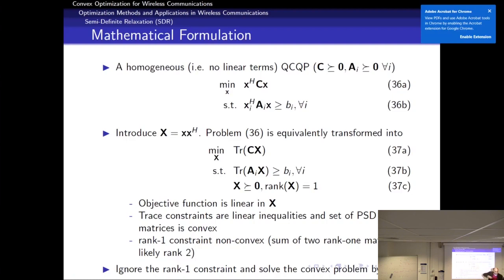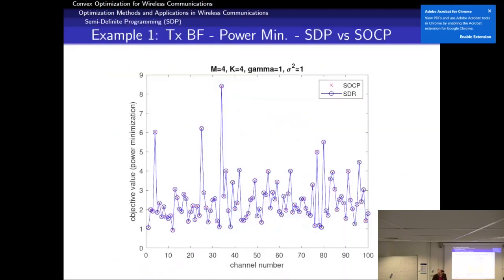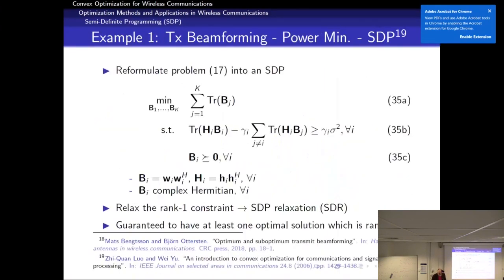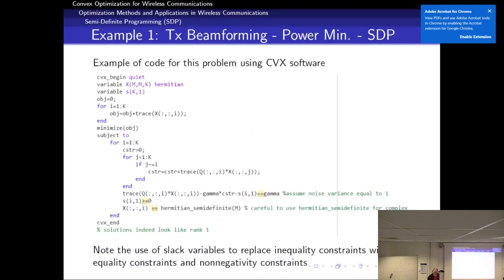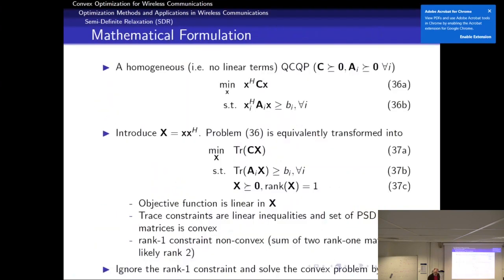And this is what we did in the previous example, right? Where we had this here. We actually did not write rank of B_i is equal to 1, because by chance, the solution here is rank 1. But in general, it's not true, right? For that specific problem, it was rank 1. But this is the proper formulation. You do that, and then you say, okay, let's ignore this. And you solve the equivalent SDP by ignoring this.